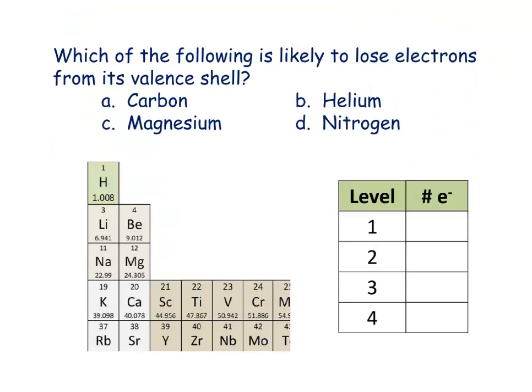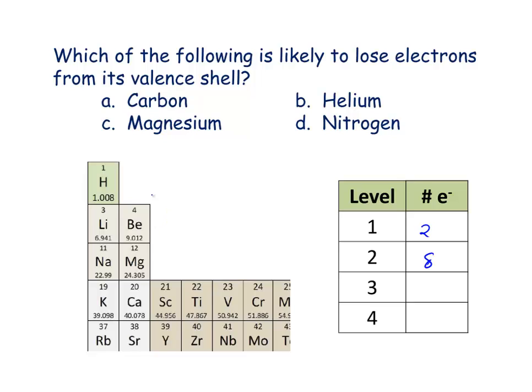So let's look at another sample question. Which of the following is likely to lose electrons from its valence shell? There are a couple ways we can go at this. One, we could remember that level 1 holds 2 electrons, level 2 holds 8 electrons, etc. And we could say, is this atom closer to full or closer to empty? Another way, which may be a little bit easier, is to recognize that if the atom falls on the left-hand side of the periodic table, it's going to lose electrons.